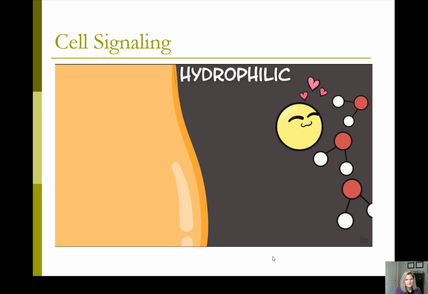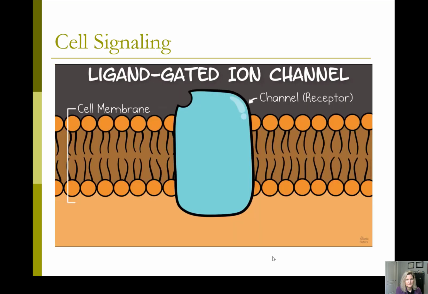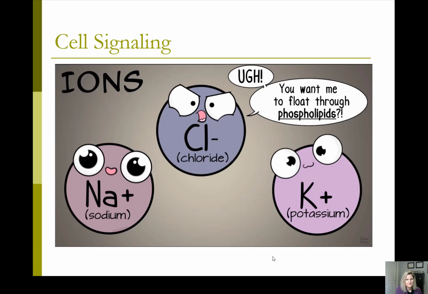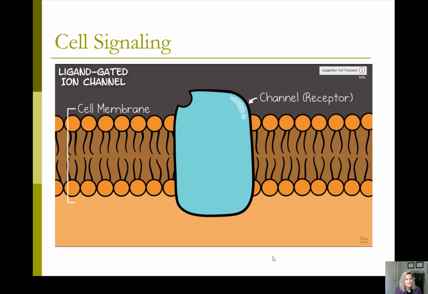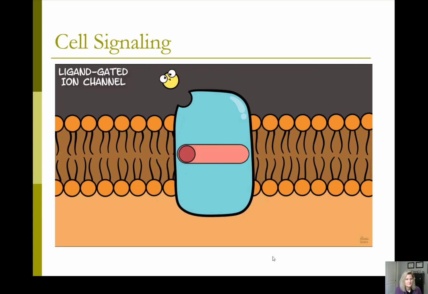Let's mention an example of a cell surface receptor type, a ligand-gated ion channel. Ions normally don't go unassisted through the cell membrane. They are charged after all. See our cell transport video. But a ligand-gated ion channel gives them a way through a channel. But it is controlled. In this example, the channel is closed. But here comes a signal molecule, a ligand.